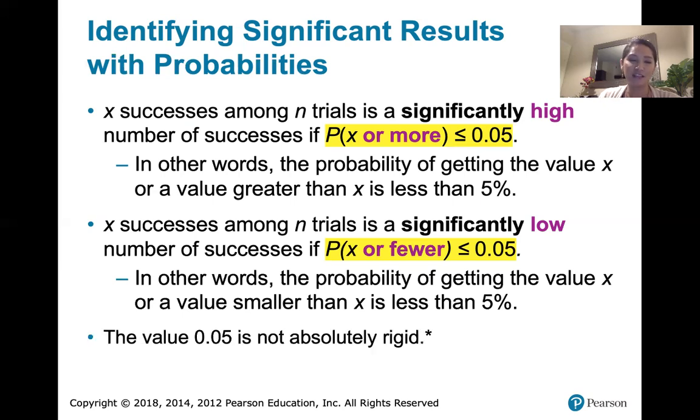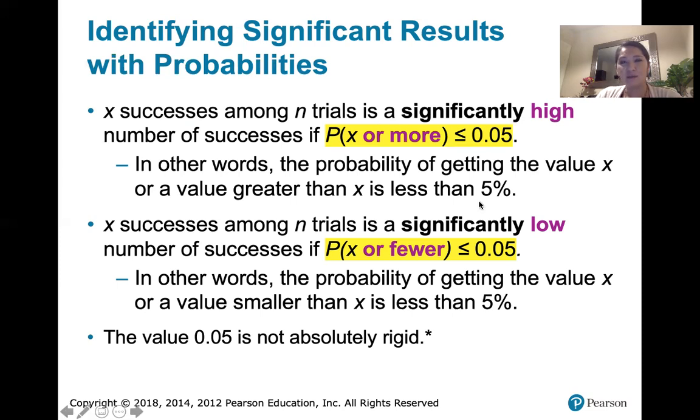Now this 5% or 0.05 probability is not absolutely rigid. Sometimes we might be interested in these probabilities being less than or equal to 0.01. So that would be a probability of getting X or more, or X or fewer, that's less than 1% instead of 5%.